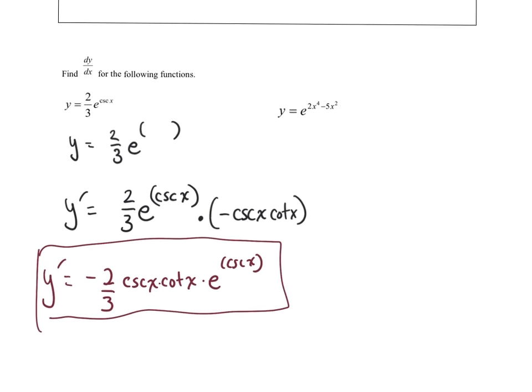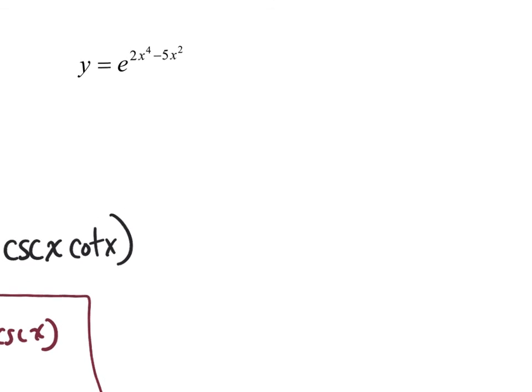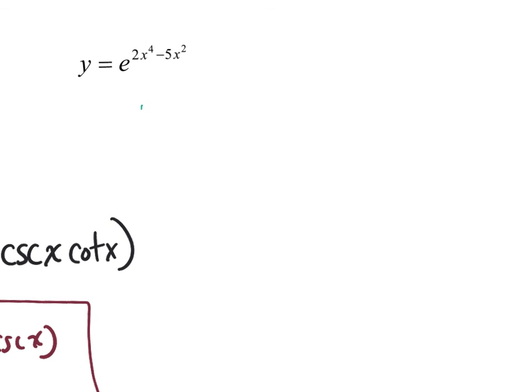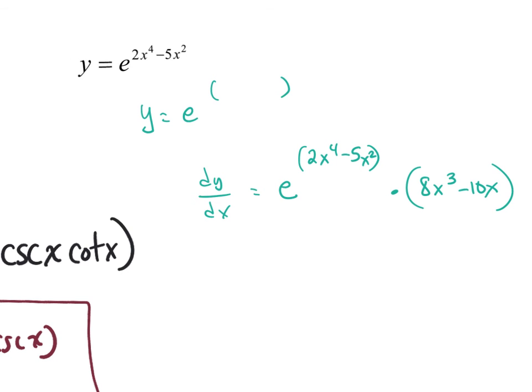All right, let's look at one more function. We have y equals e to the 2x to the 4th minus 5x squared. So again, we have y equals e to some stuff. The derivative of e to the stuff is going to be e to that same stuff, right? That's not going to change. So 2x to the 4th minus 5x squared, because the derivative of e doesn't change. But then we're going to multiply it by the derivative of that inside stuff, which is 8x cubed minus 10x. So dy/dx is going to be, I'm going to write it a little different. I'm going to write it 8x cubed minus 10x times e to the 2x to the 4th minus 5x squared. Again, I think it just looks a little better that way, but there's lots of ways to write it.